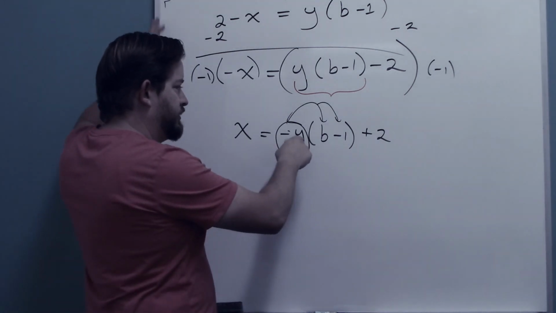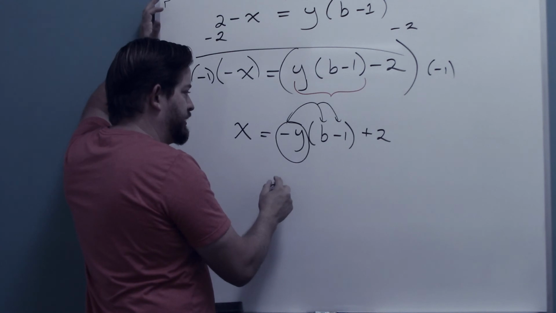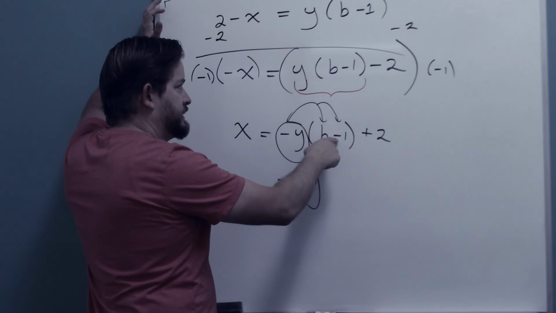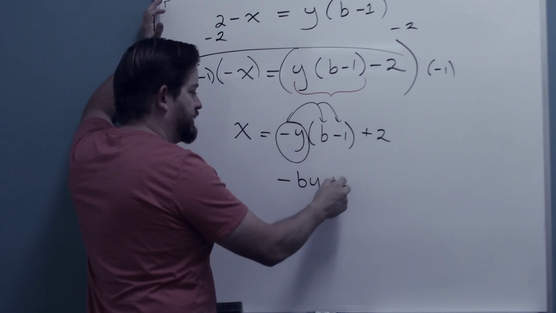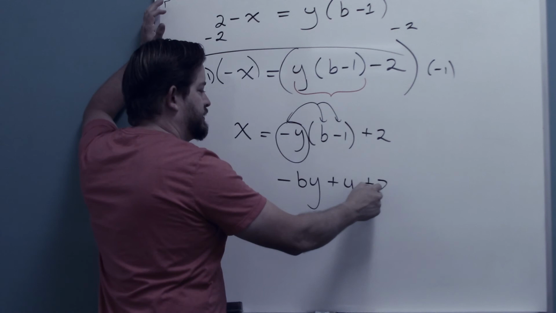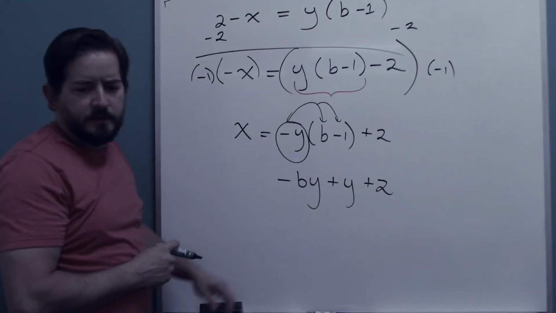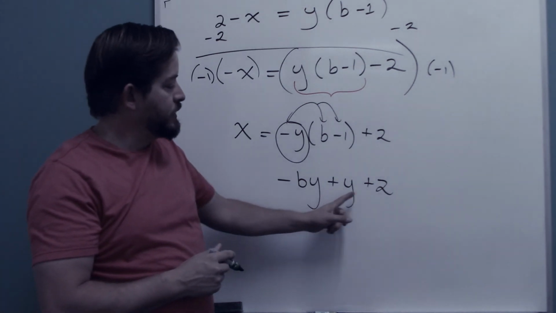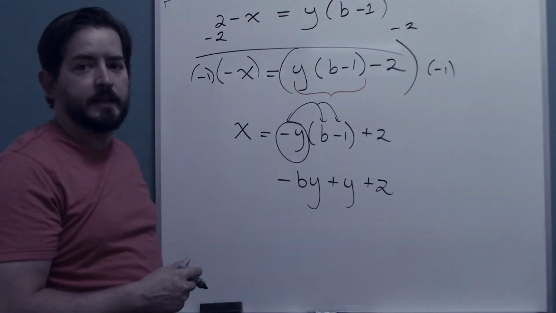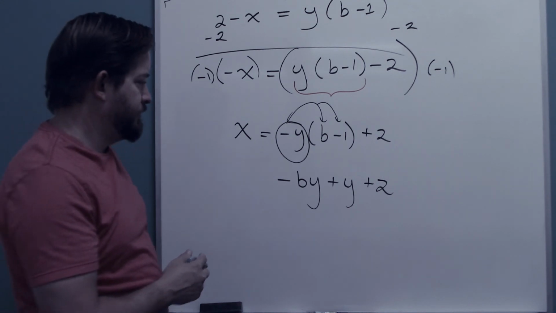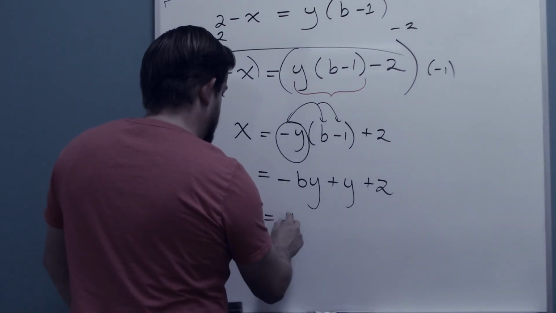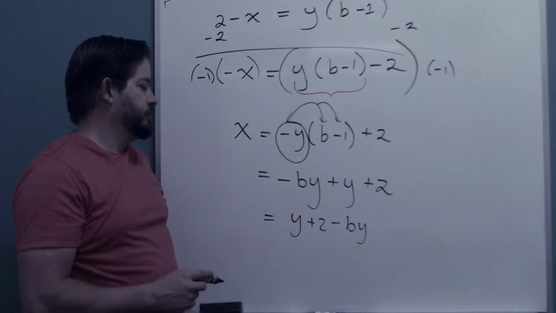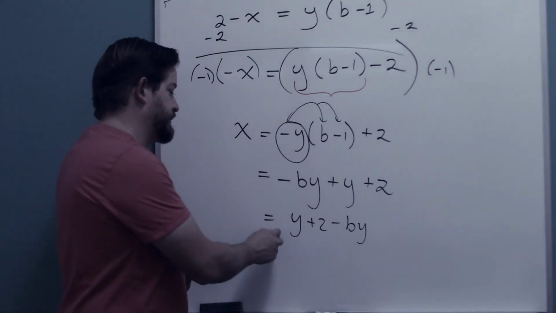So I have negative y times b. I'm just going to put them in alphabetical order, so that's negative by. Negative y times negative 1 should be a plus y. And then I have this plus 2. Right? And this is there in a different order. They have it as y plus 2 minus by, but that's the same thing. Right? And so there we have it. This is the same as y plus 2 minus by. We're just reordering it. That's the same thing, and that's my answer.